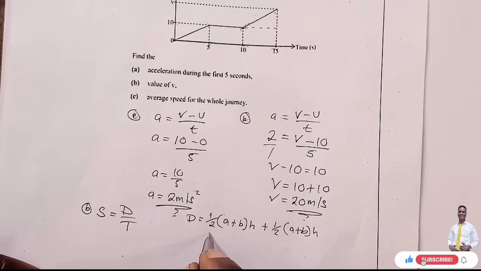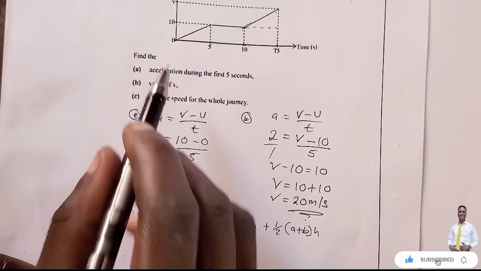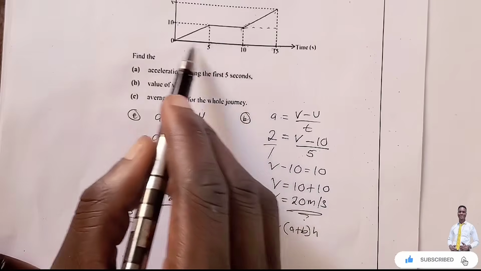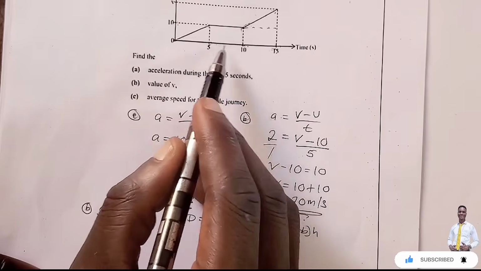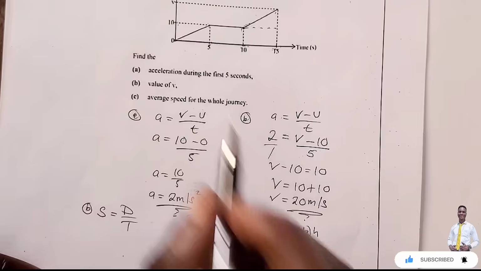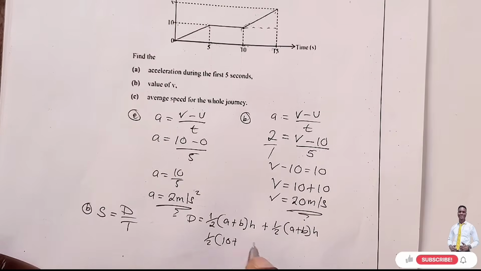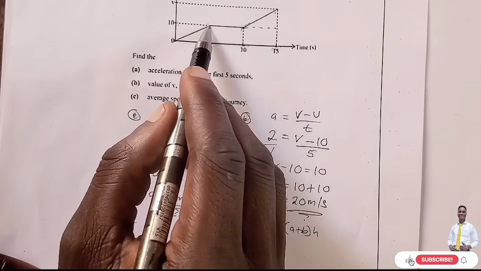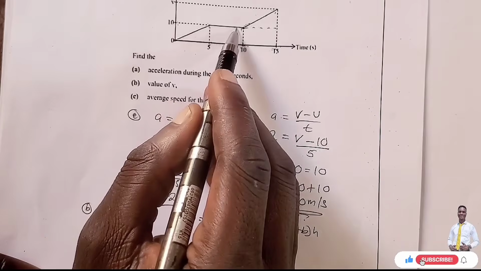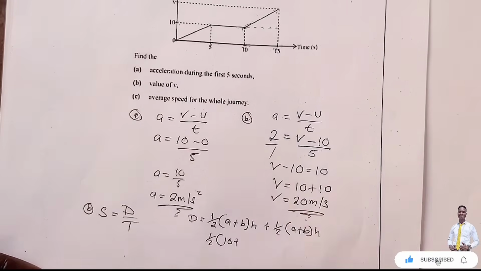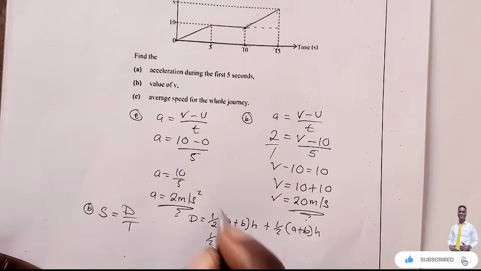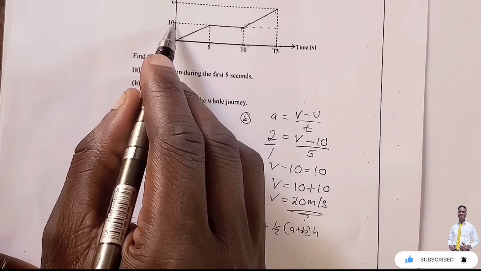So here, half, what is our A for up to this point? It is 10, right? Let's get this one as 10. Our B is just this top part. From 5 to 10 is what? 5, right? It's just 10 minus 5. So you can just write 5. What is the height here? 10.